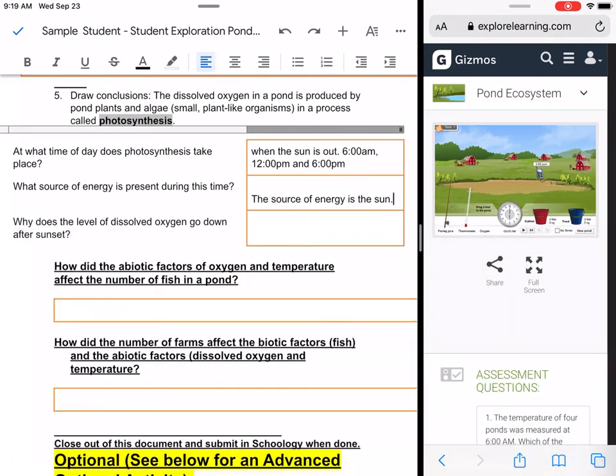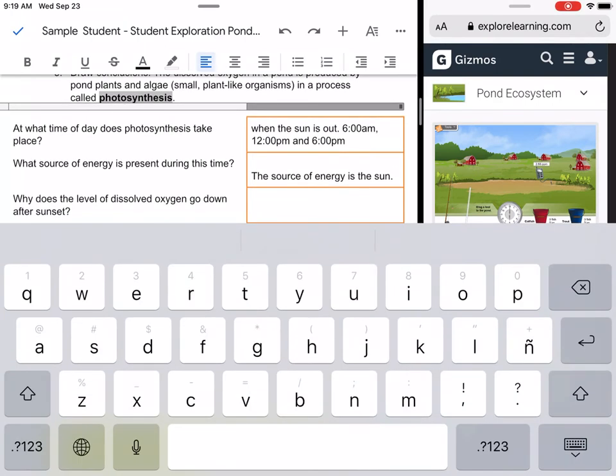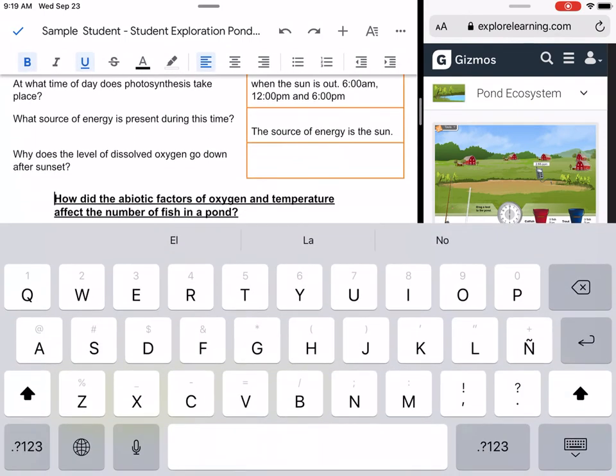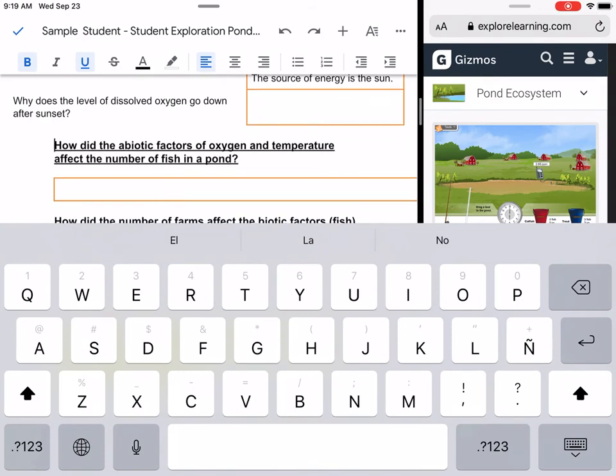Next question. Why does the level of dissolved oxygen go down after sunset? So that one, I'll let you have a chance to think about it. We talked about the sun, and the sun goes down, and what do plants need from the sun? And so that's what you'll talk about and respond in this final box. The last one. How did the abiotic factors of oxygen and temperature affect the number of fish in the pond? Well, I'm going to have to go back and do some more tests for that one.